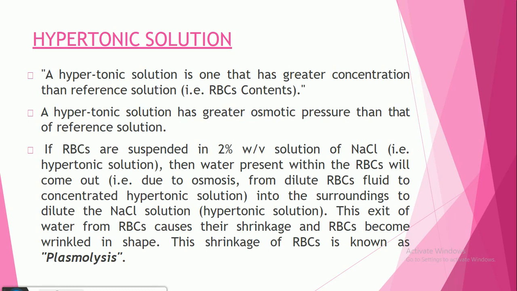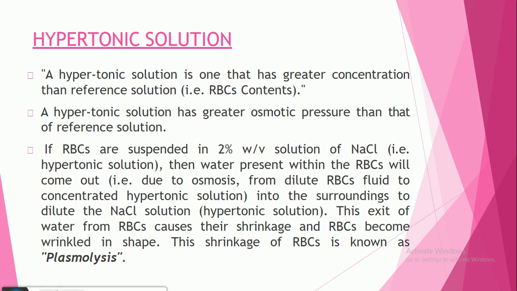So let's suppose the red blood cells are suspended in a 2% weight by volume solution of NaCl. This point is very clear: if the solution is hypertonic, there will be shrinkage of the red blood cell, and the RBC becomes wrinkled. Its shape, structure, and morphological characteristics will be changed. There will be alterations. The shrinkage of the red blood cell is known as plasmolysis.